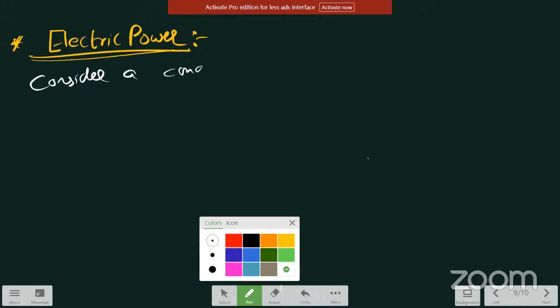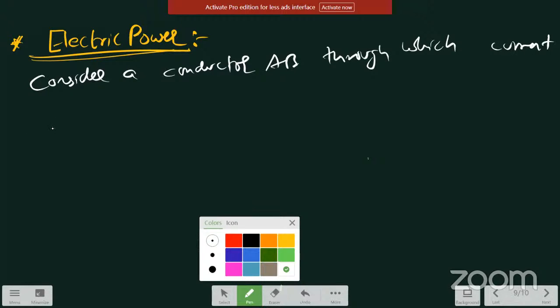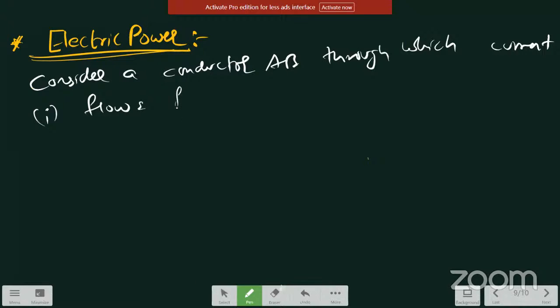Consider a conductor AB. Very interesting concept this is. Through which current I flows from A to B. Please wait, just hold on for this class.